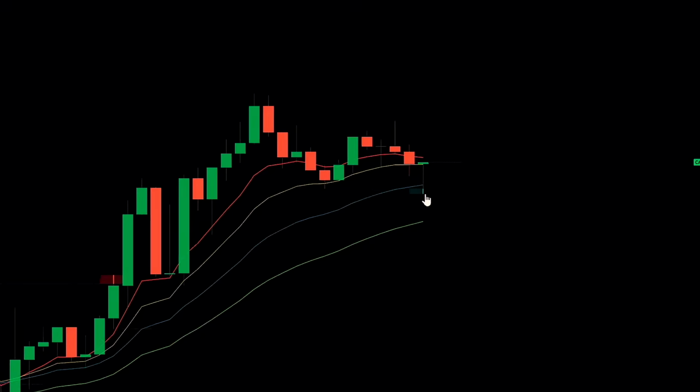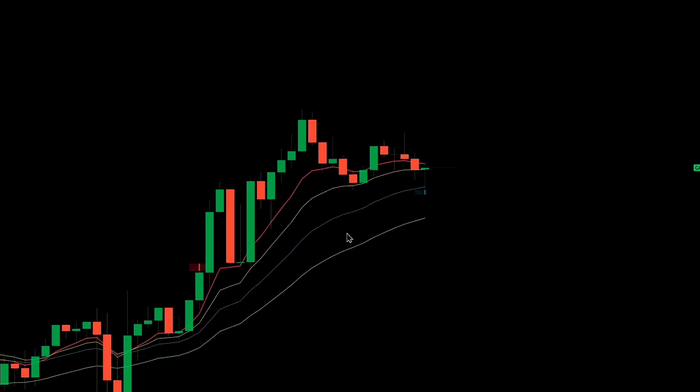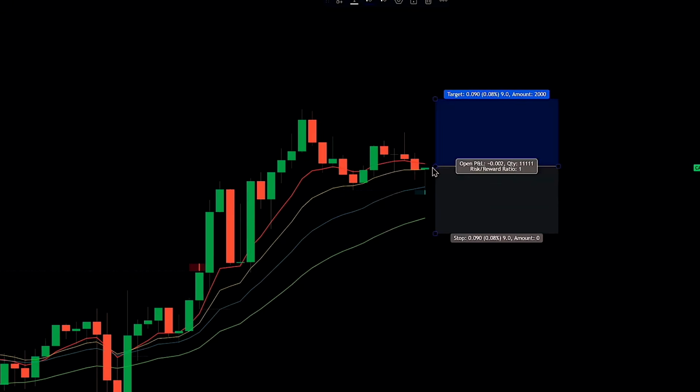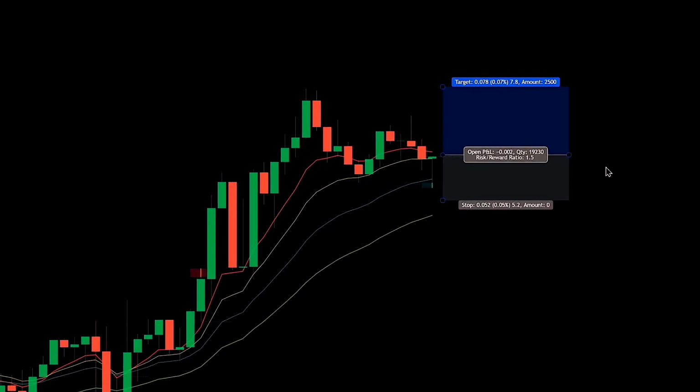Next, we confirm that the market is in an uptrend. To do this, draw a box from one candle before the swing low to just past the entry candle. Inside this box, the EMAs should be properly aligned in a bullish formation and not touch each other. If that checks out, enter a long trade. Set the stop loss below the recent swing low and target 1.5 times the risk for your take profit.